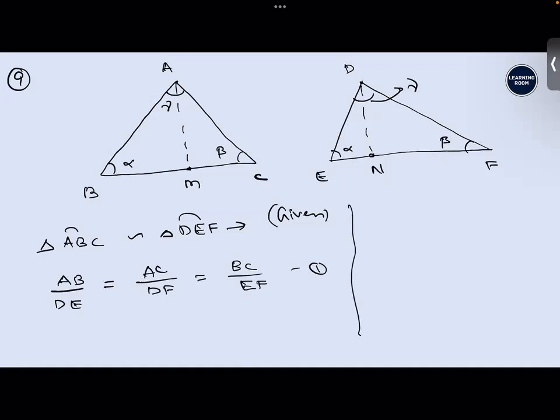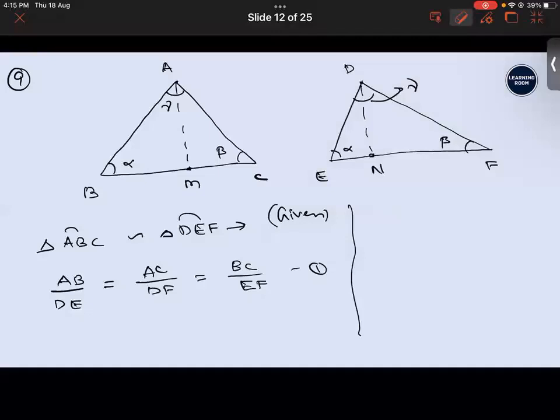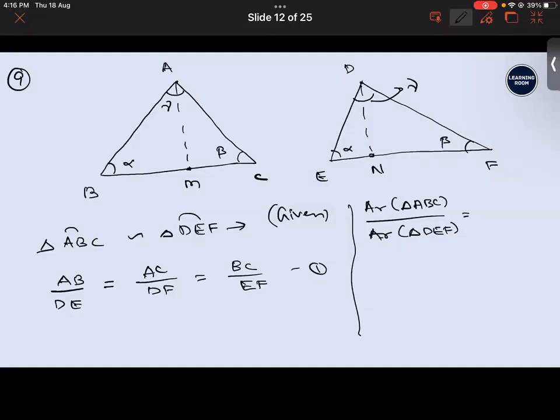It is a hint. Now, what are we supposed to prove? If you are able to prove that, then what does theorem number 6 tell you? Theorem number 6.